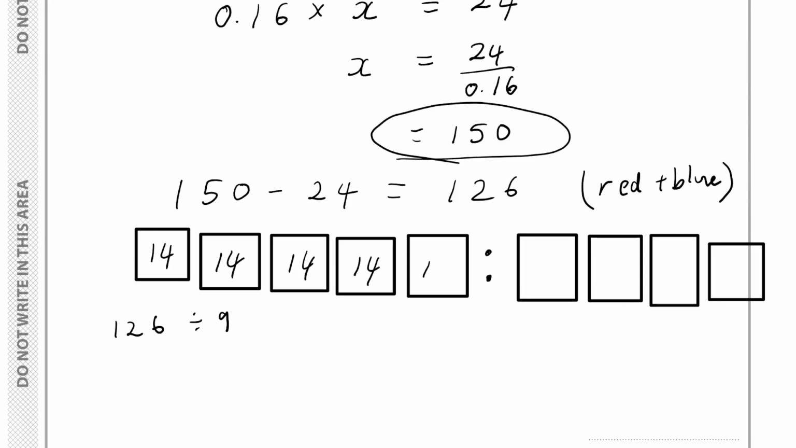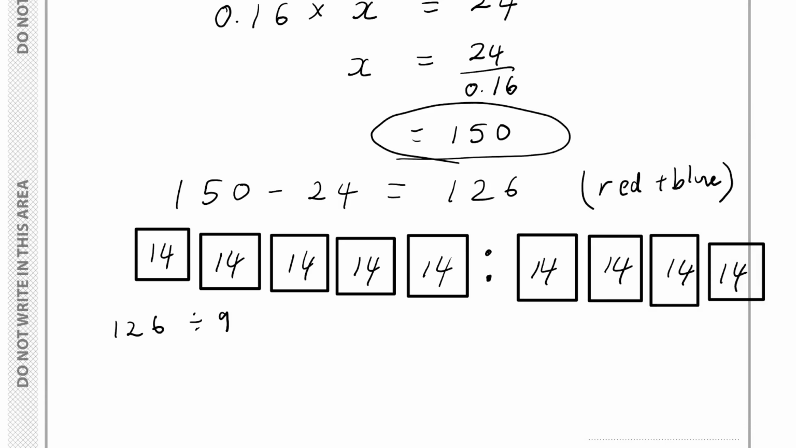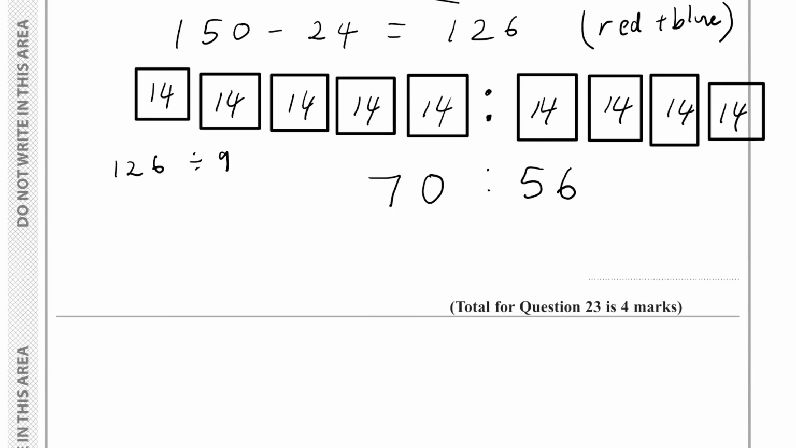So 14 lots of 5 for red, 14 lots of 4 for blue. So 14 lots of 5 is 70. 14 lots of 4 is 56. What was the question? How many red are there? There are 70.